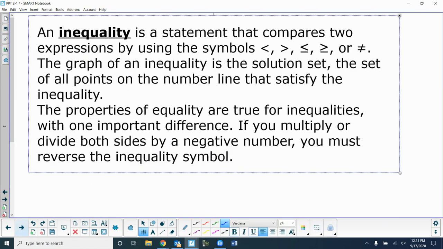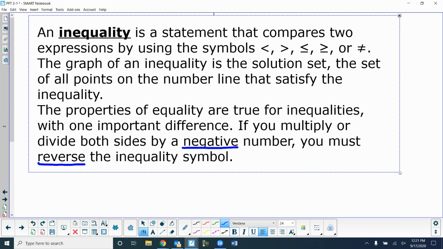All right, inequality uses these symbols: less than, greater than, less than or equal to, greater than or equal to, or not equal to. All right. The properties of equality are true for inequalities. Same rules when we're solving an inequality. One important difference. If you multiply or divide both sides by a negative number, you must do what to the inequality symbol? Reverse it, switch it.